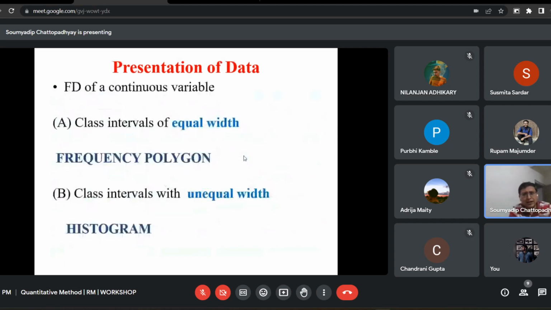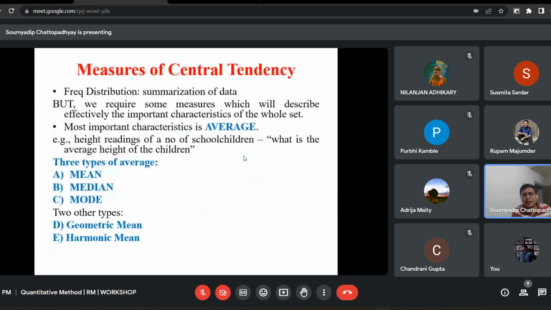Okay, now those are the ways to represent data in tabular form. I have already discussed the frequency distribution corresponding to an attribute, a discrete variable, and a continuous variable, and you have seen that the tabular representation differs considerably with respect to the nature of the variables. Now coming to the measures of central tendency.